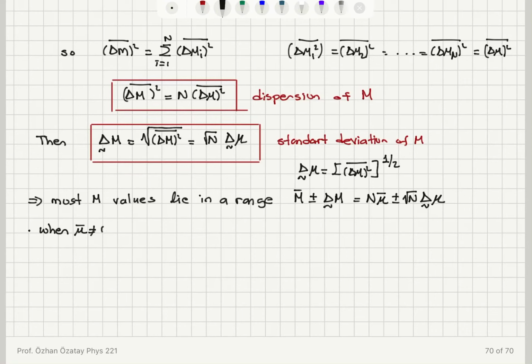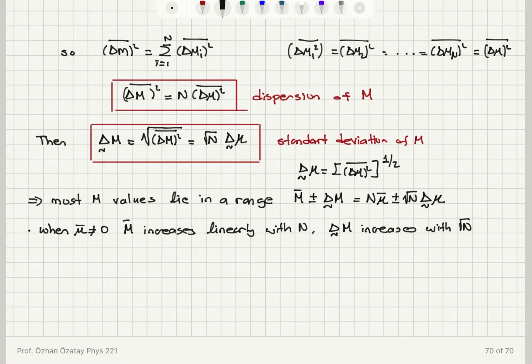When mu bar is not equal to 0, the average value of the total magnetic moment increases linearly with N, and at the same time the standard deviation of the total magnetic moment increases with square root of N.